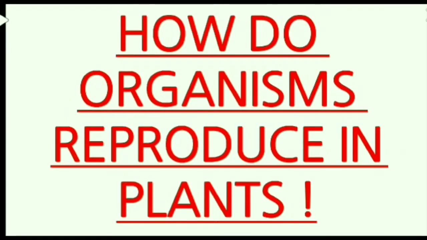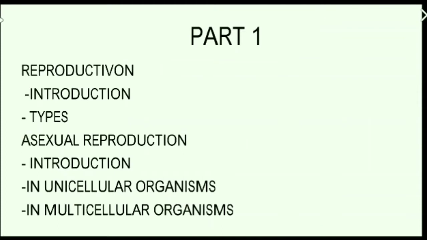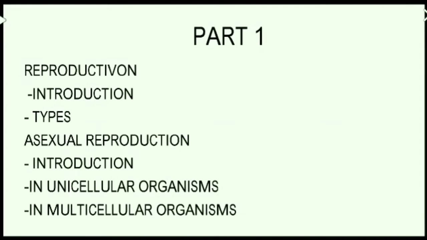Hi all, welcome back. Today's discussion will be on the chapter How do organisms reproduce in plants. We'll be covering this chapter in two parts. Part 1 will include a short introduction on reproduction and its types, and we'll be looking into detail about asexual reproduction in plants. The second part will be dealing with sexual reproduction in plants, which will be our next video.